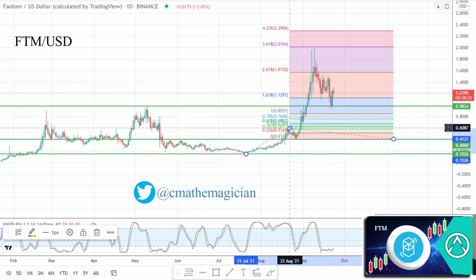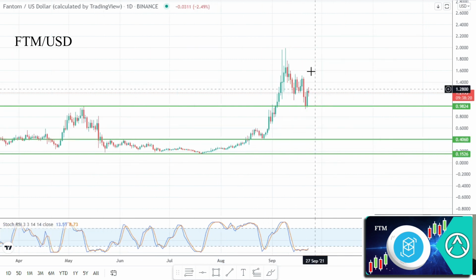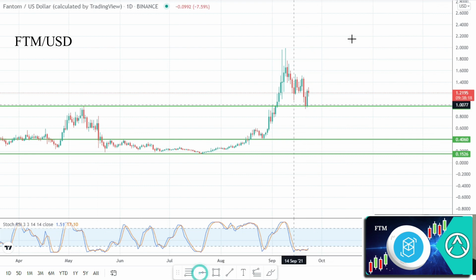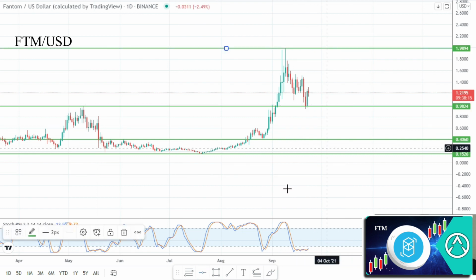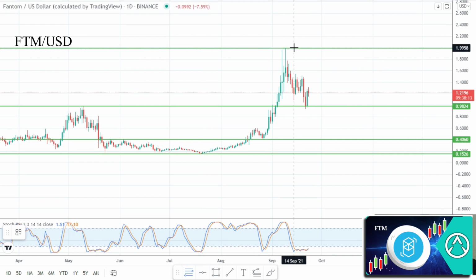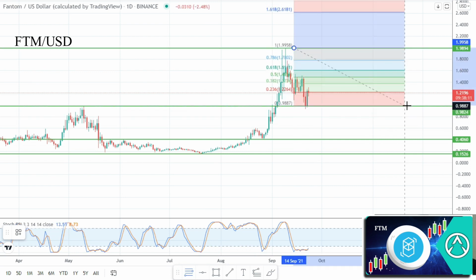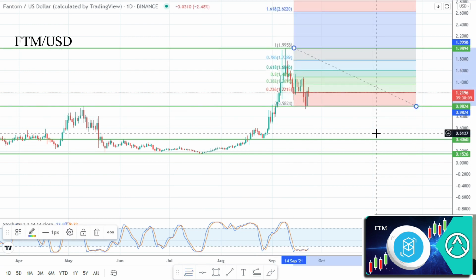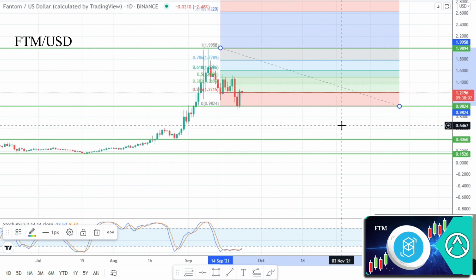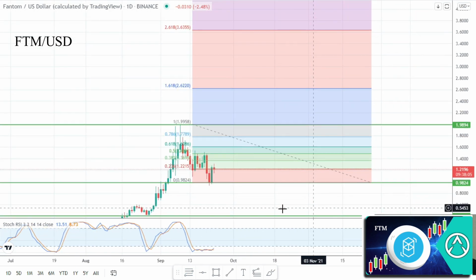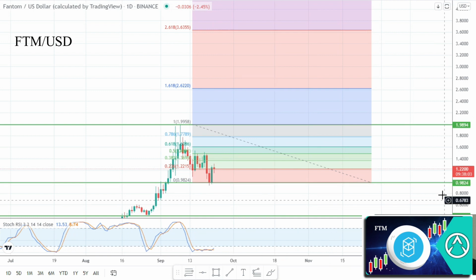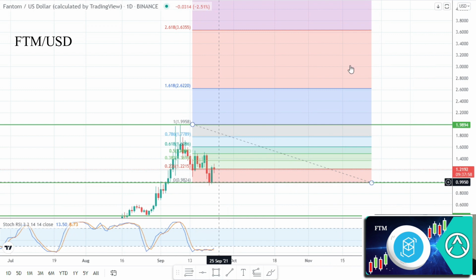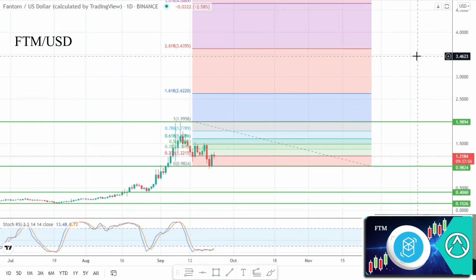We are going to remove this fib, and yeah, this sort of has been the top. So let's just look at the basic fibs. We can plot from this point to this point. Yeah, so let's look at where the price of Fantom might head from here. If we can continue staying above the support zone of 98 cents, which was the previous resistance and has been flipped, I'm extremely bullish on Fantom.